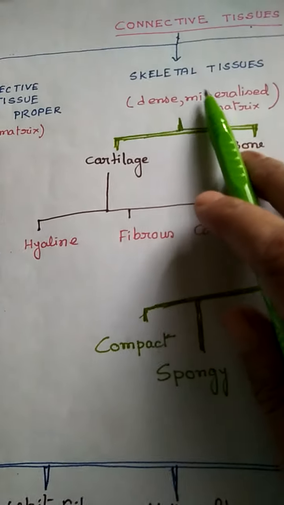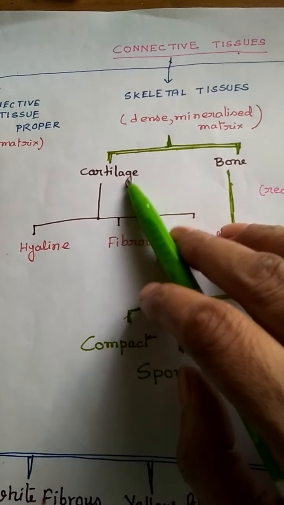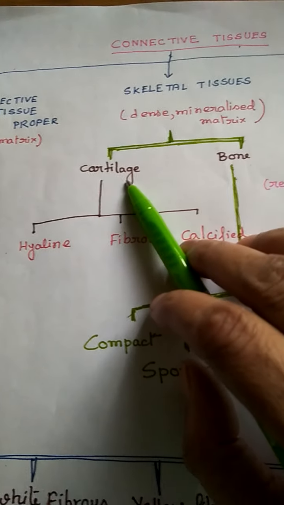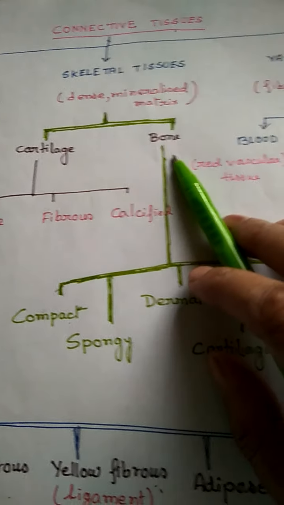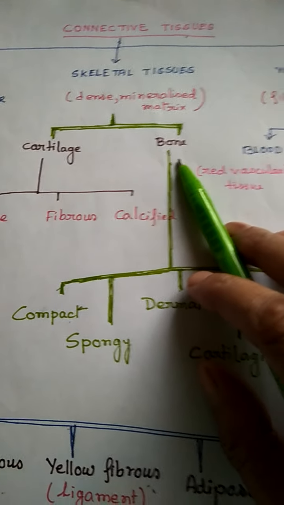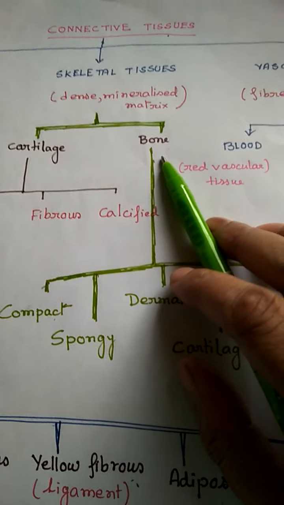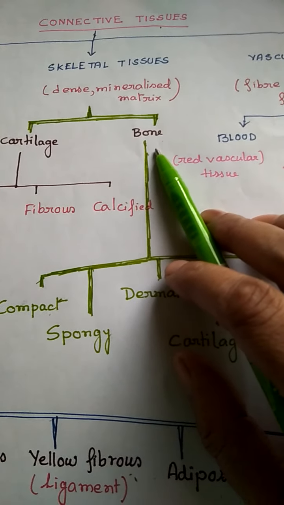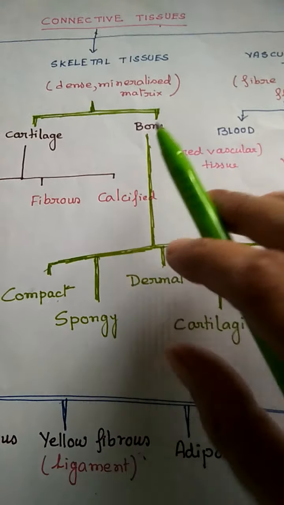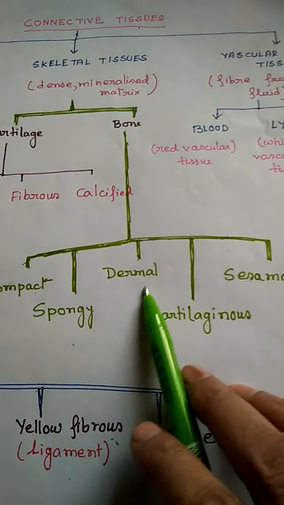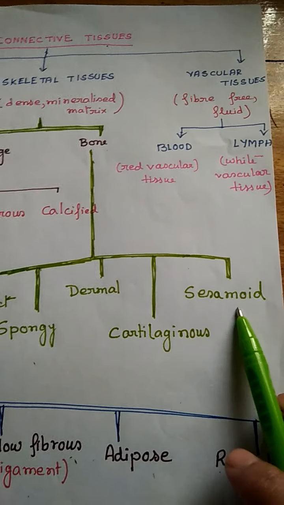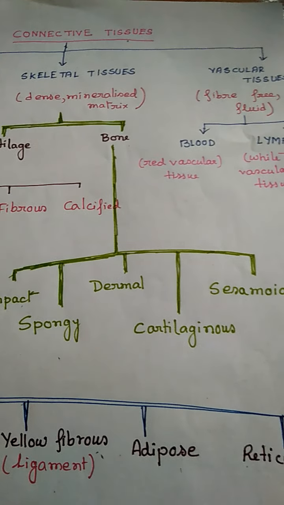The skeletal tissue is of cartilage and bone. In case of the cartilage, hyaline, fibrous, and calcified. In case of the bone, I have defined it on the basis of texture, on the basis of treatment, and on the basis of origin of the bone. But here, in a simple way, you can write compact bone, spongy, dermal, cartilaginous, and sesamoid. Today is up to this much.